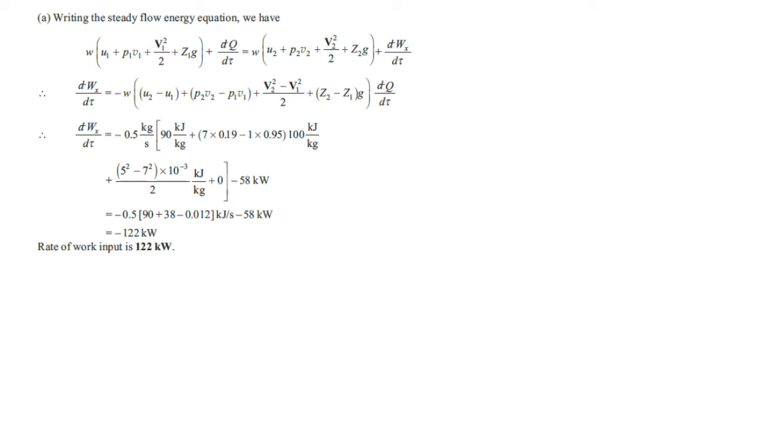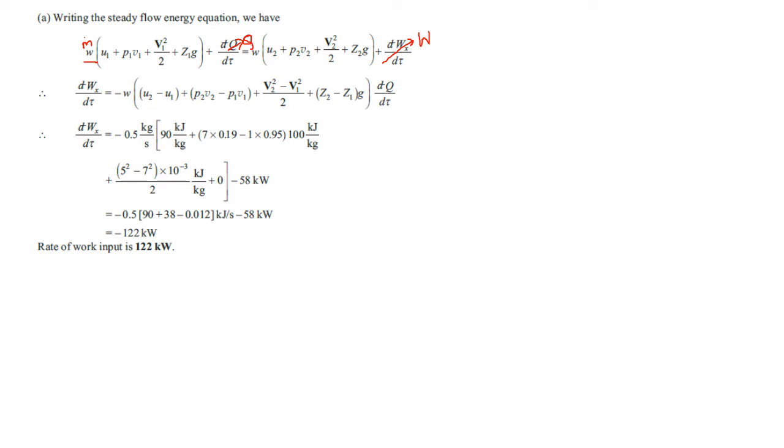Write the steady flow energy equation, substitute those values, and convert into the same unit. Substitute those values and find out the answer. When I am writing the steady flow energy equation, this one is mass flow rate, small w, denoted as what we usually use for mass flow rate. So W times U1 plus P1 V1 plus V1 square divided by 2 plus Z1 g, right? Plus dQ by dt, which we usually take as Q, and dW by dt, which we usually take as W. So nothing changes in this equation.